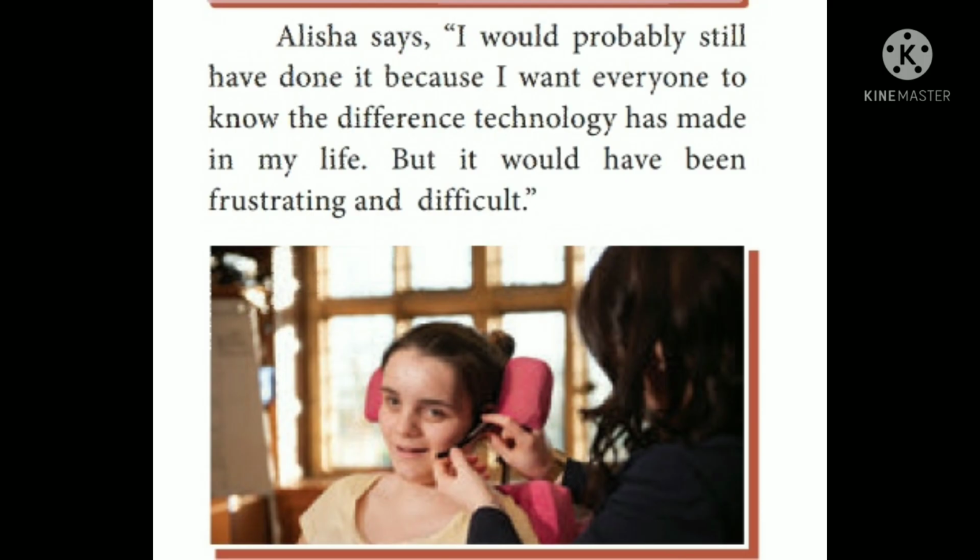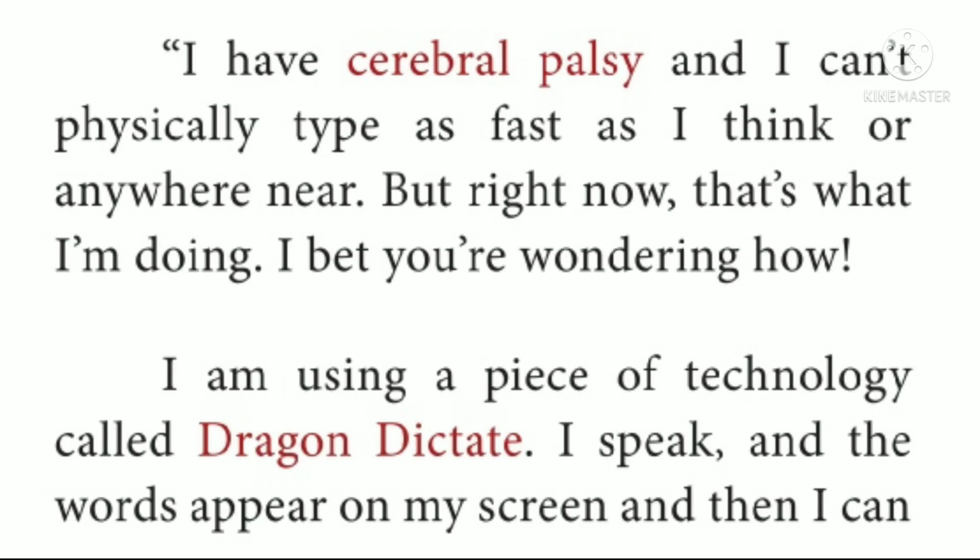Alicia says, I would probably still have done it because I want everyone to know the difference technology has made in my life, but it would have been frustrating and difficult. I have cerebral palsy and I can't physically type as fast as I think or anywhere near. But right now, that's what I am doing. I bet you are wondering how. I am using a piece of technology called Dragon Dictate. I speak and the words appear on my screen and then I can print them out.